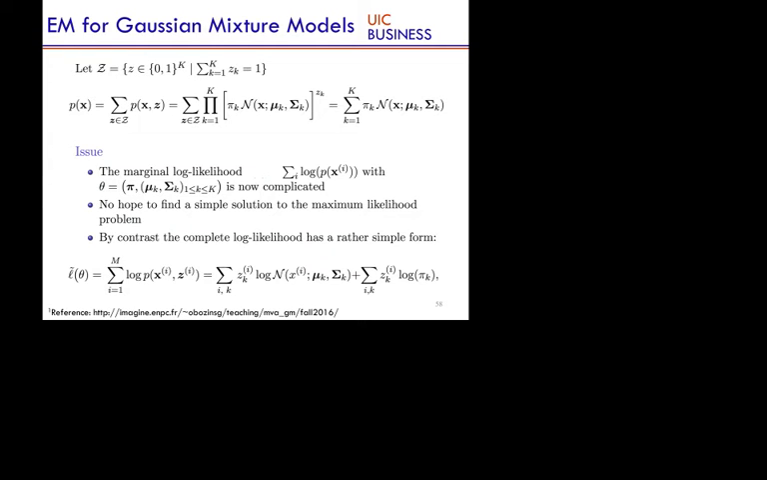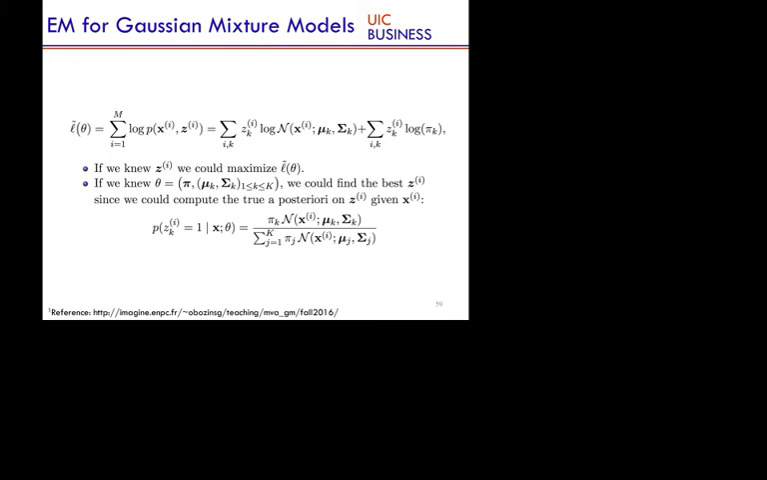Yeah, so the complete log likelihood has a simpler form. Basically, what I'm trying to say is that if we know the hidden variables, in the sense they were observed, then we just do what we were doing before, or at least not exactly the same, but we have two terms and now, for each term, we can maximize over the means and variances, and maximize over the pi's.